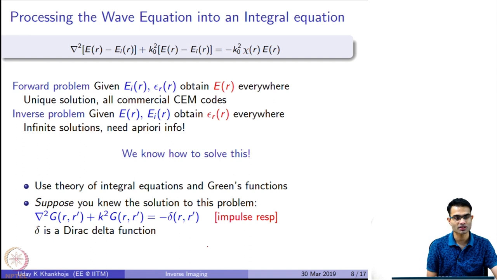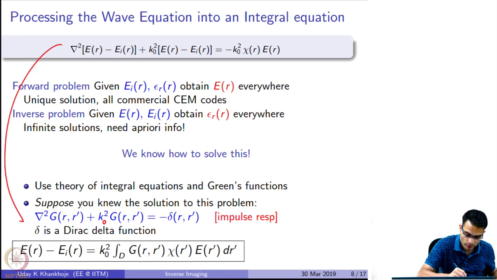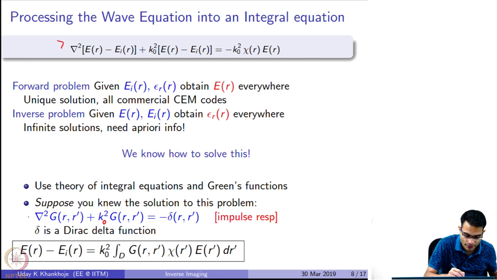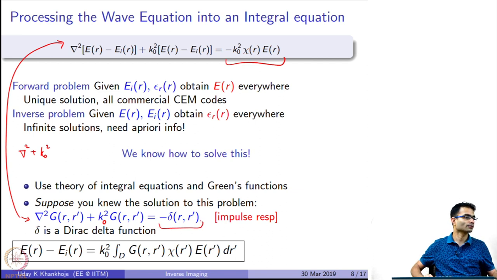So coming back to this equation, we know how to solve this, right? And that is using the theory of Green's functions. So Green's functions, that is why I needed this k naught squared over here. So this equation and this equation, both of these equations, the form of the operator is the same. What is the form of the operator? Del square plus k naught squared, right? What is different is here the right hand side is something and here the right hand side is delta function.